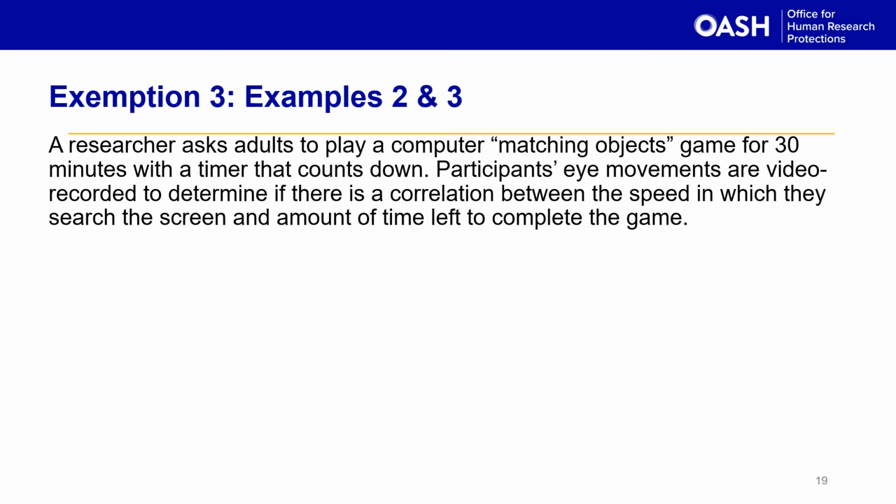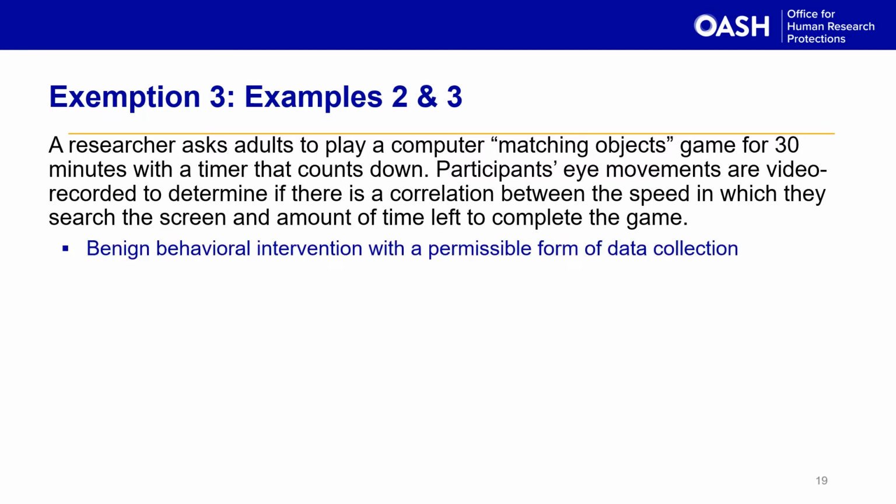A researcher asks subjects to play video games where they'll match objects in a timed environment. The researcher videotapes their eye movements to see the speed with which they move as time runs out to finish the game. Moving through the main part of the exemption, playing a computer video game would likely qualify as a benign behavioral intervention. It's short, it's not going to harm anyone, and it's not offensive. We also know that videotaping is a permissible form of data collection.